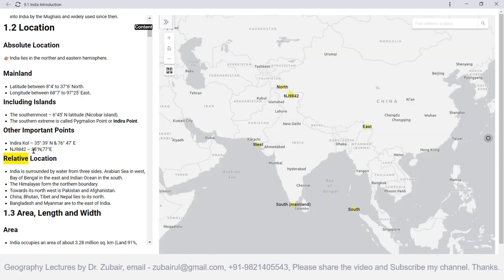The relative location of India can be seen here. In the southern part is the Indian Ocean, the western side is the Arabian Sea, and the eastern side is the Bay of Bengal. On the western side is Pakistan, and a small part of Afghanistan is also meeting with India. Other countries are China, Nepal, Bhutan, and on the eastern side are Bangladesh and Myanmar.